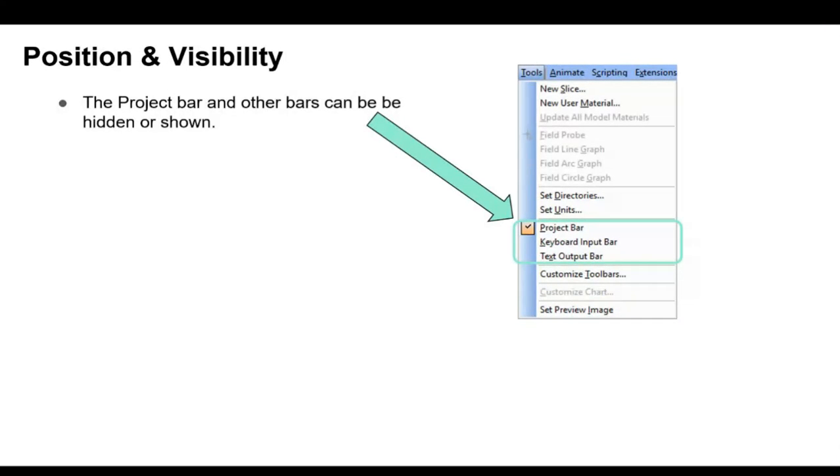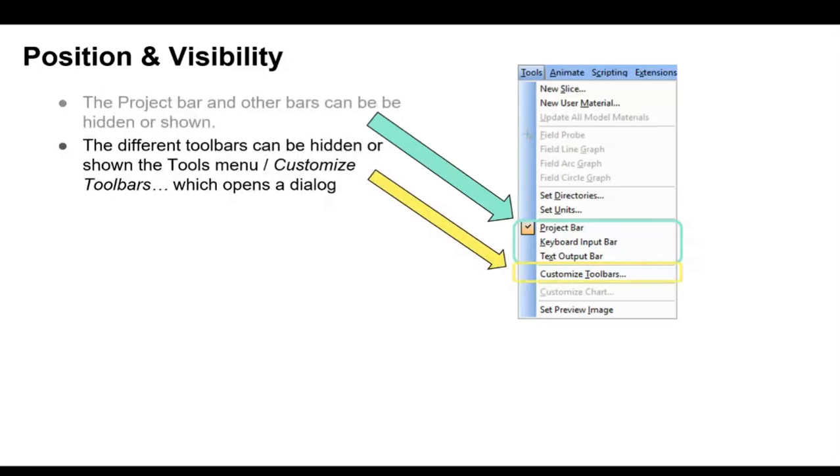So the position and visibility of bars can be changed. The project bar, you would change that in the Tools menu. You can see there are other bars that can also be toggled in the same way. And we'll see those bars in other videos when they're relevant. The different toolbars, again, their visibility, hidden or shown, can be controlled by going to the Tools menu, but this time you click on Customize Toolbars.